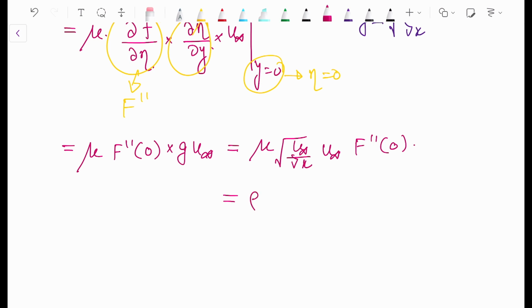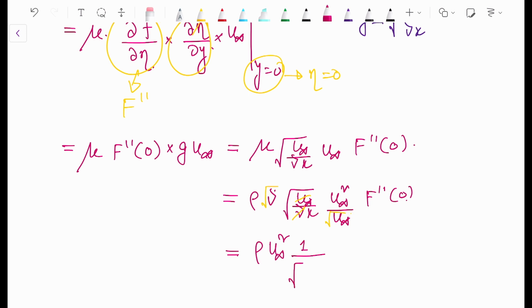So I can have a rho here and I can have a mu by rho, that is nu, and then I can have u infinity by nu x into u infinity, right? So I can have a u square here and u infinity. So this and this will cancel out, and this will be root, right? So I can have rho into u infinity square, into 1 by root of u infinity x by nu, into f double dash 0, right?